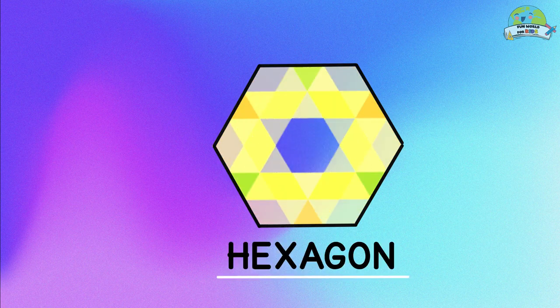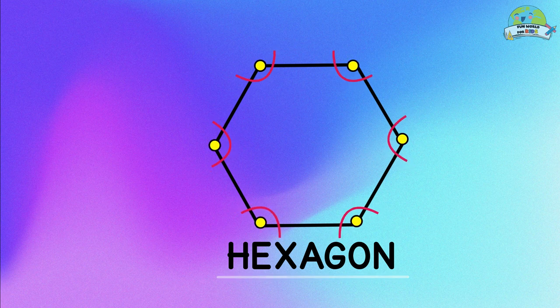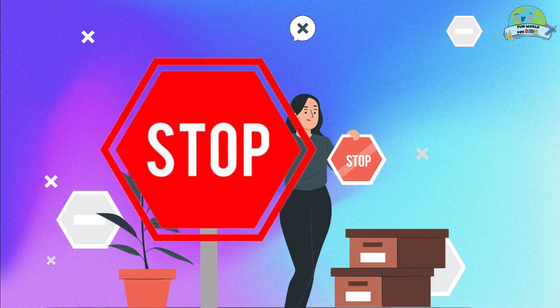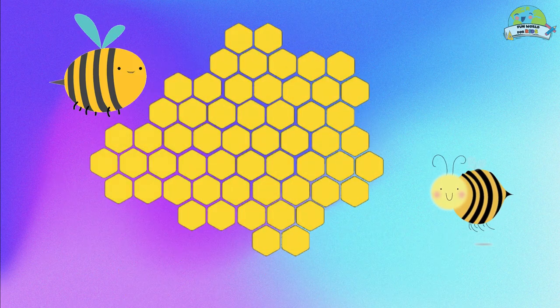Hexagon. This geometric shape is formed by six sides, six internal angles, and six vertices. This traffic signal is undoubtedly a hexagon. And this beehive.